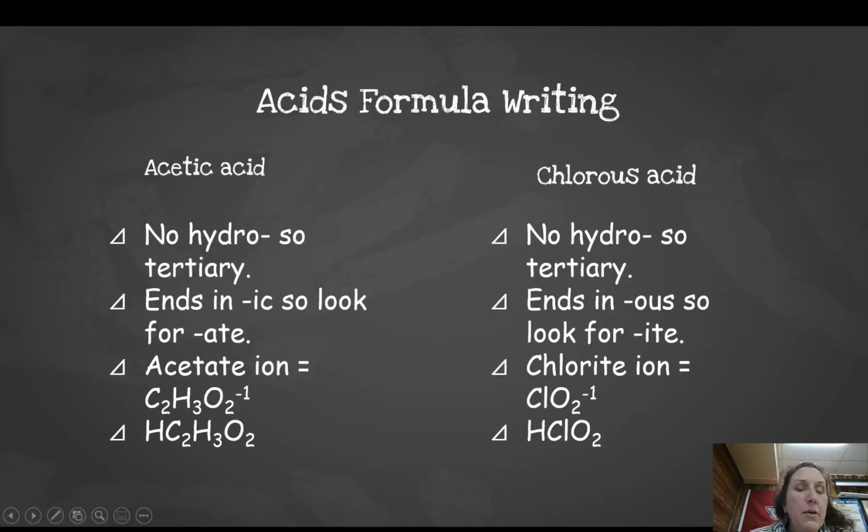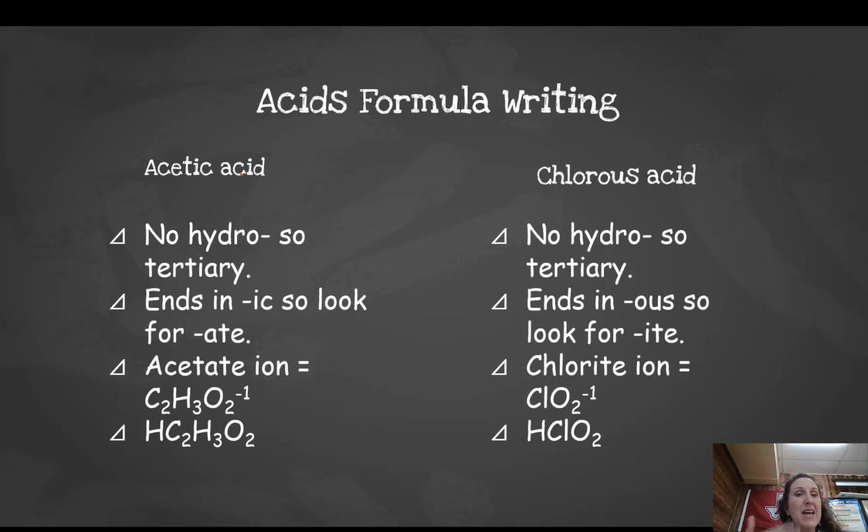All right, acetic acid, no hydro, so we know it's ternary. It ends in ic, so we need to look for an ate. So the acetate ion, if you look on your sheet, is C2H3O2. This is where you're working backwards. So you see that it's acetic. So you take off the ic and you put the ate back in there. We're just doing the opposite of what we did before.